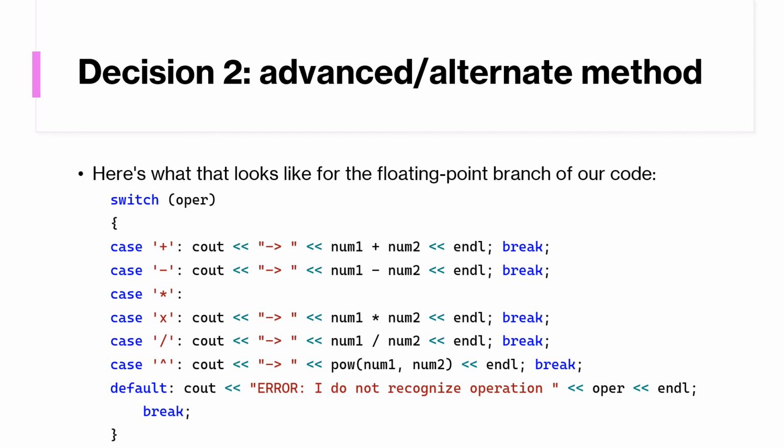So we switch on oper. For the floating point branch of our code, we switch on oper. Case plus, we're going to cout num1 plus num2, end with a break. Case minus, we're going to cout num1 minus num2, end with a break. Case star, we're actually going to fall through to case x. Okay, what that means is it's just going to combine cases star and x into the same output line there. Case slash, we do floating point division, and case caret, we use, again, the power function. And then there's a default case at the very bottom if it falls through all of the other cases, where in this case we're going to say the same thing we did for the error in the other case.